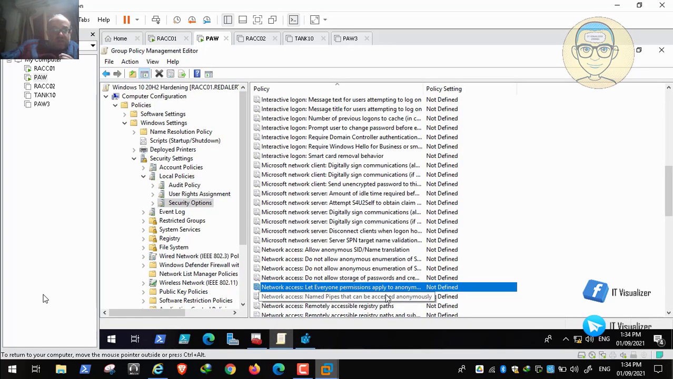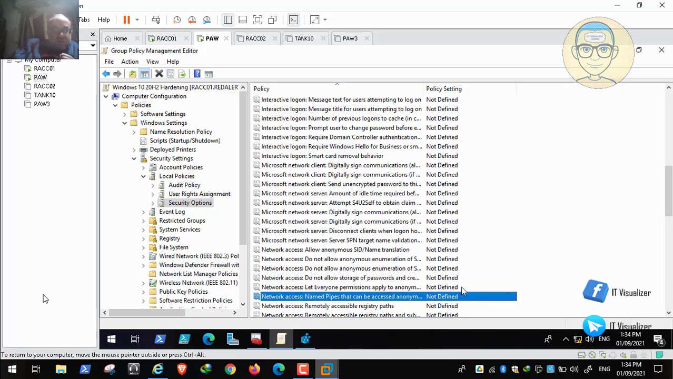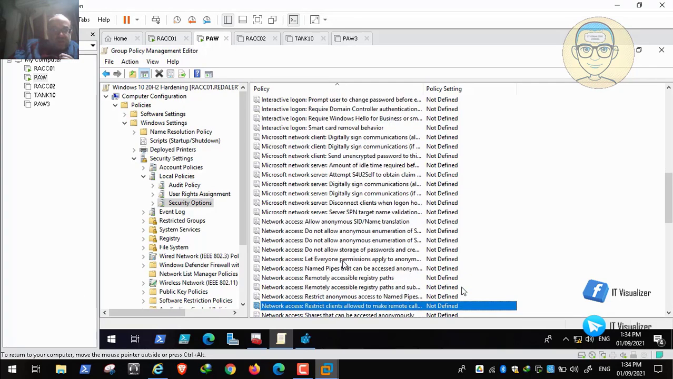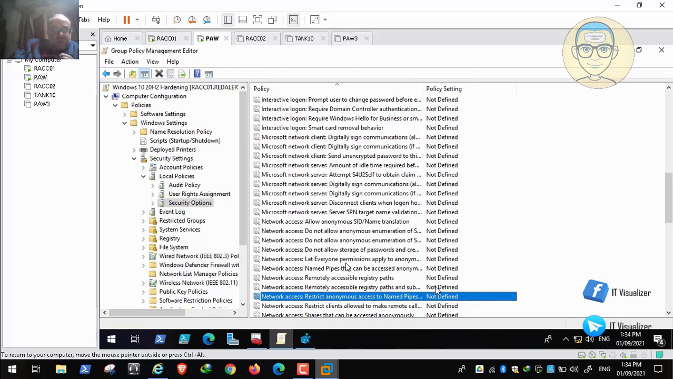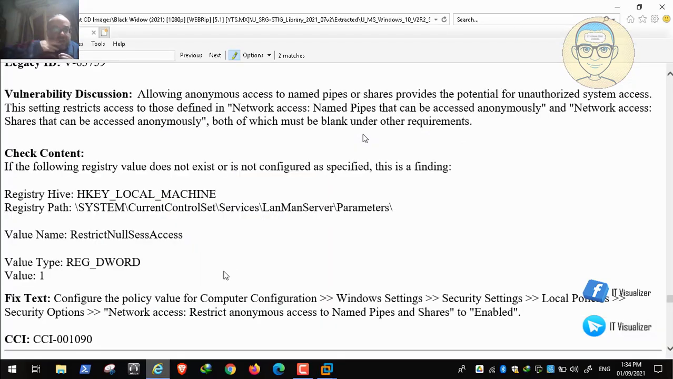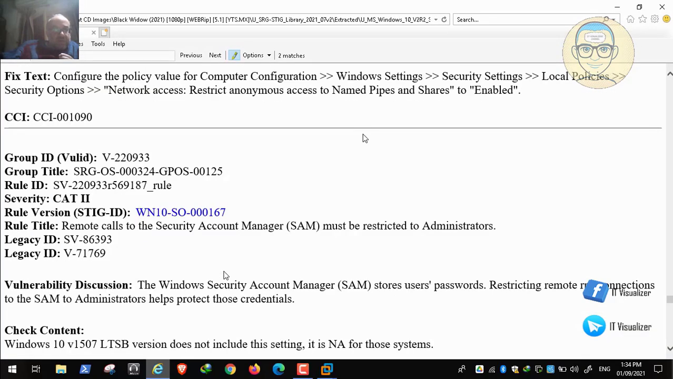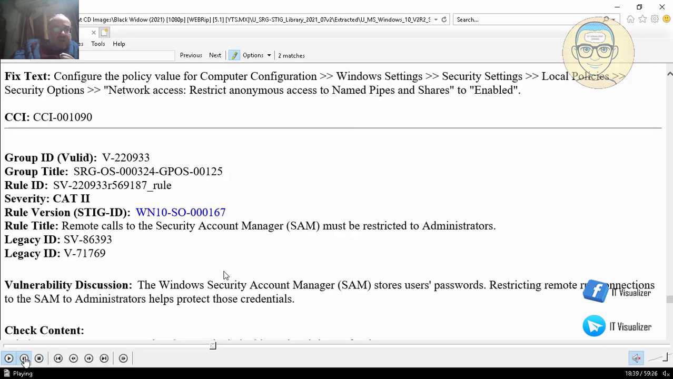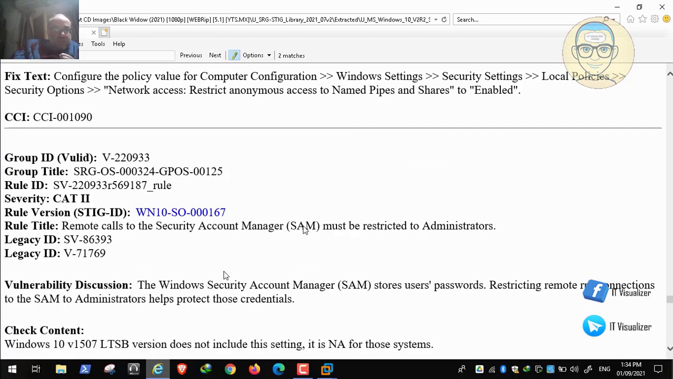So yes, this is it. This is the one where we need to define the named pipes accessed anonymously and the shares accessed anonymously. So here we need to go and tell it to restrict, okay, to enable it.